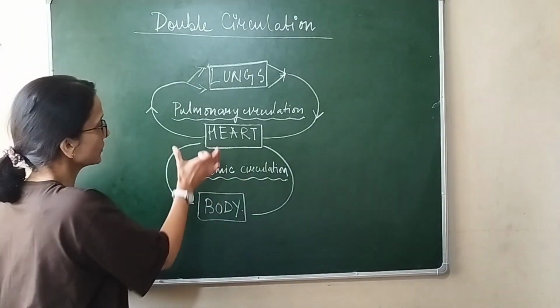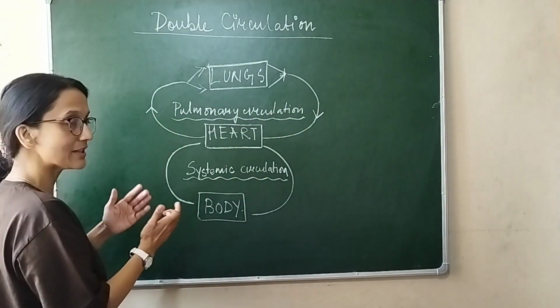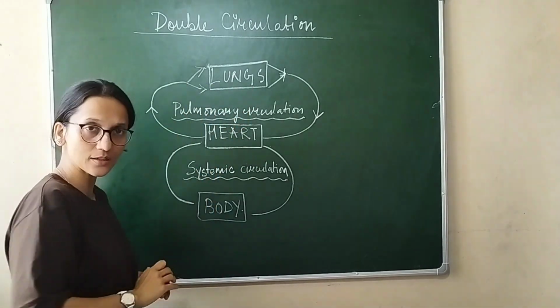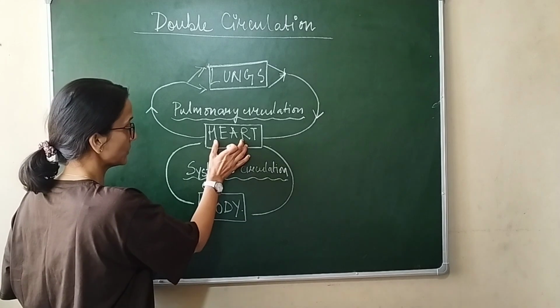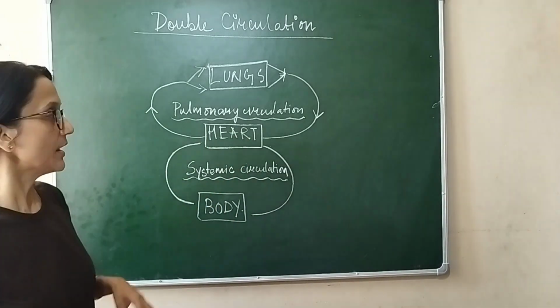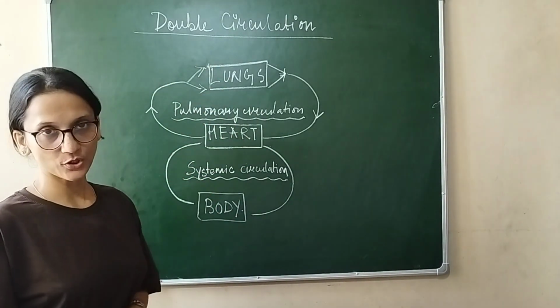A very short phase of pulmonary circulation, which is related to flow of blood between heart and the lungs, and the long phase of systemic circulation, which is about flow of blood between heart and the body. Now let us quickly understand pulmonary circulation first.